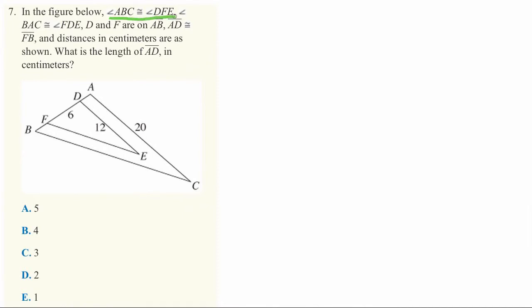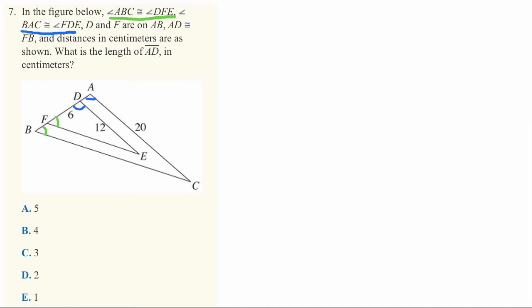Figure below, angle ABC is the same angle as angle DFE. So from A to B to C, that's this angle right here. From D to F to E, that's this angle right here, and they have the same measure. They also say that angle BAC is equal to angle FDE. So here from B to A to C is this angle, and it's equal to the angle from F to D to E, this angle right here.